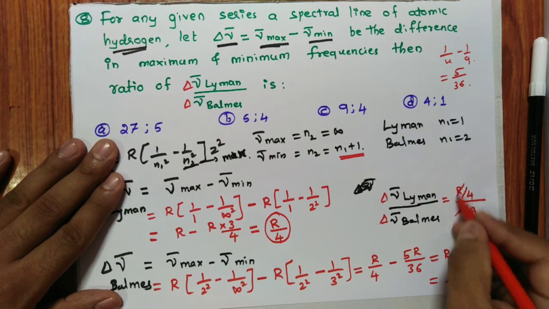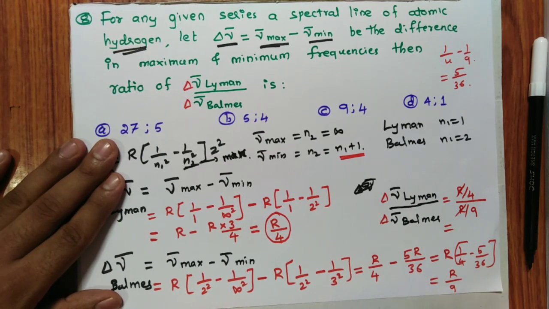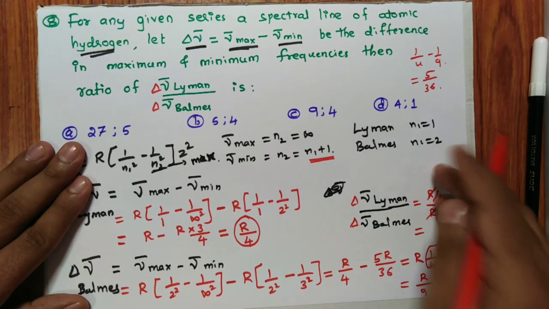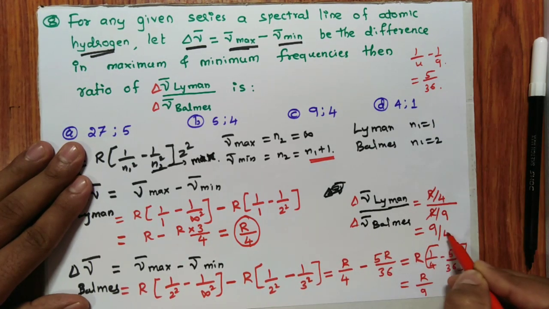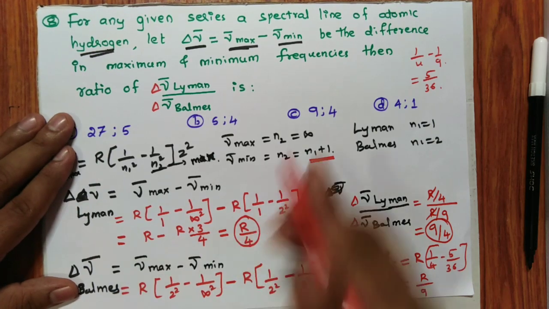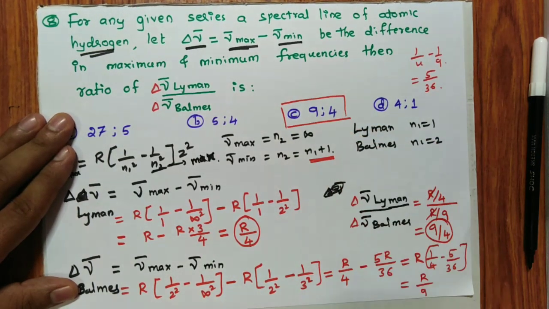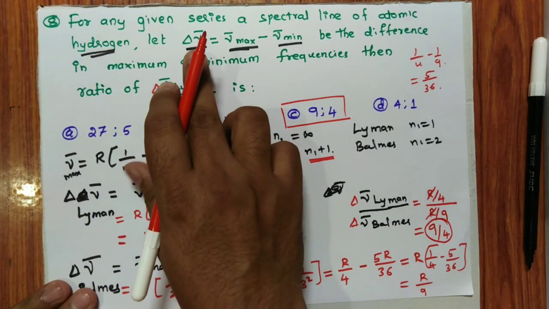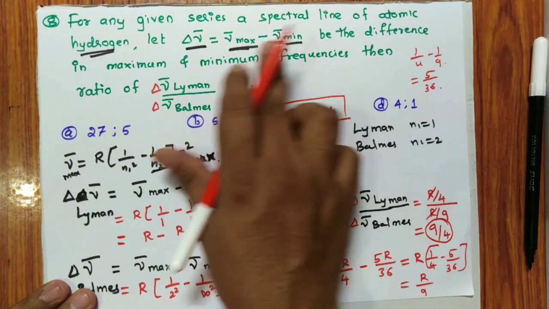Then R gets cancelled. Then what should be the answer? The denominator of the denominator goes to the numerator, so the answer should be 9 by 4. So 9 is to 4 should be the answer. Let me repeat once again. Delta nu bar is equal to nu bar maximum minus nu bar minimum.